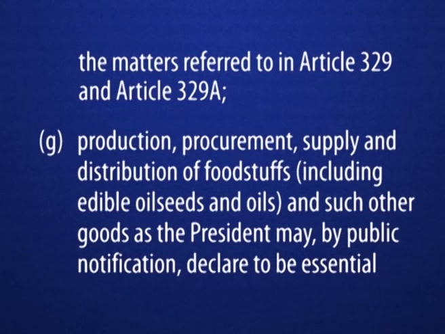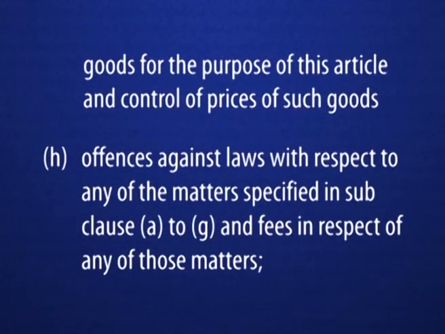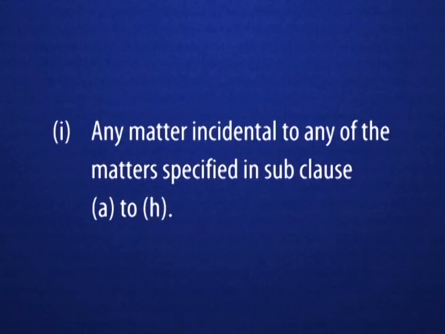Production, procurement, supply and distribution of foodstuffs including edible oilseeds and oils and such other goods as the President may by public notification declare to be essential goods for the purpose of this article and control of prices of such goods. Offences against laws with respect to any of the matters specified in sub-clause A to G and fees in respect of any of those matters. Any matter incidental to any of the matters specified in sub-clause A to H.